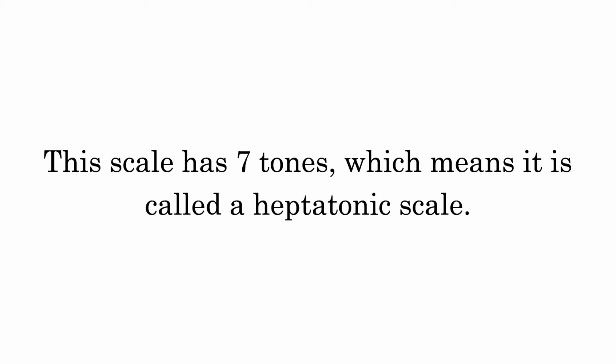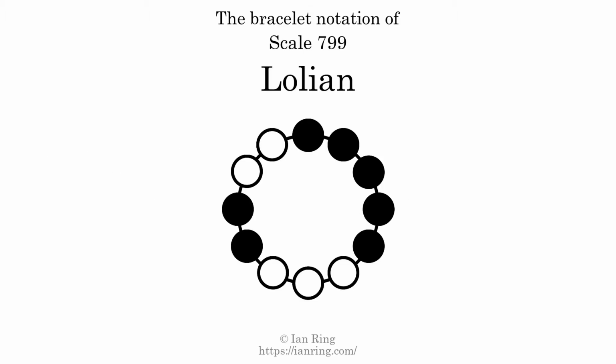This scale has 7 tones, which means it is called a heptatonic scale. This is a bracelet notation diagram of scale 799. The shaded circles represent tones that appear in the scale, and they are read clockwise, starting at the top.